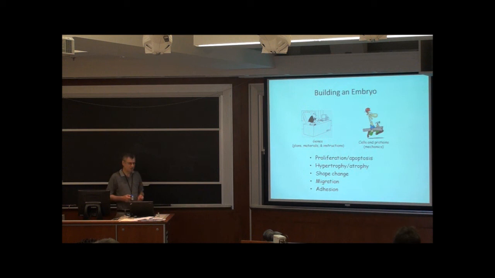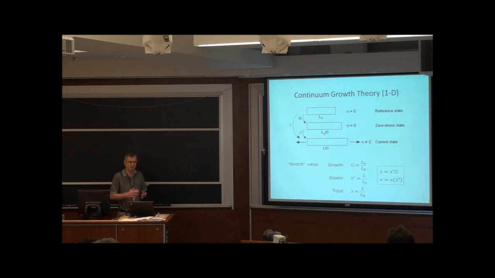But a cell really only has a limited number of tools in its toolbox for morphogenesis. They can divide and die. They can grow larger or smaller. They can undergo active changes in shape. They can migrate from one place to another in the embryo, and they adhere to other cells and other tissues, and also to matrix. But there really are an unlimited number of ways that these tools can be combined to construct an embryo.